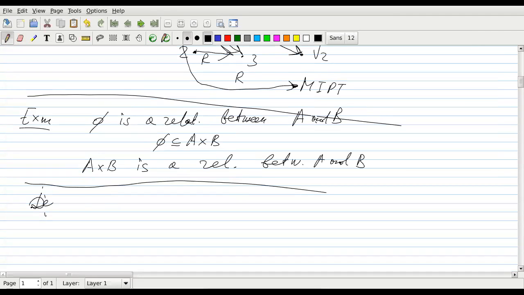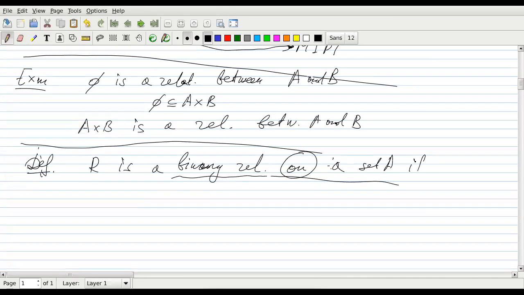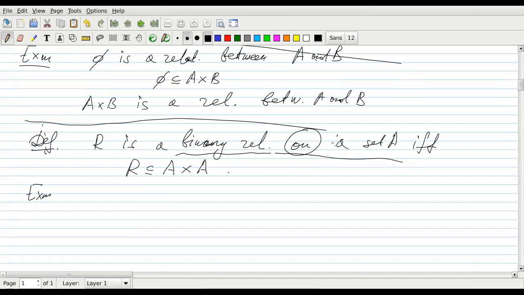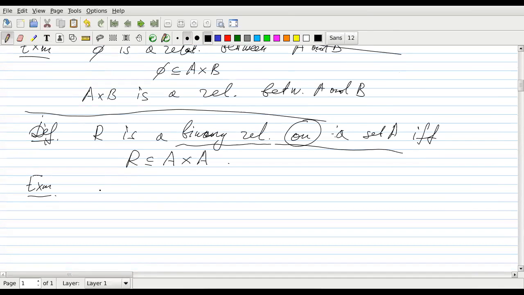The last example is the most important here. First of all, let's give a definition. We say that R is a binary relation on the set A, by the way, on a set A, not between, if R is a relation between A and A. So a binary relation on some set is just a set of pairs where both coordinates come from A. Is it clear? Yes.